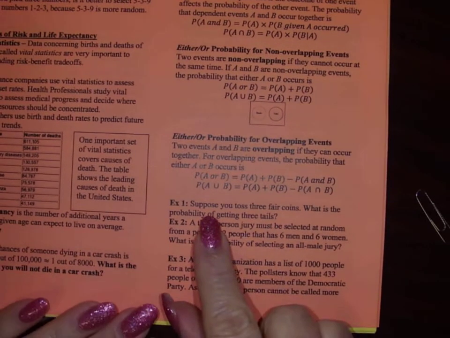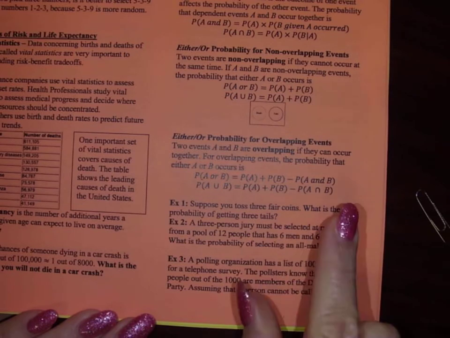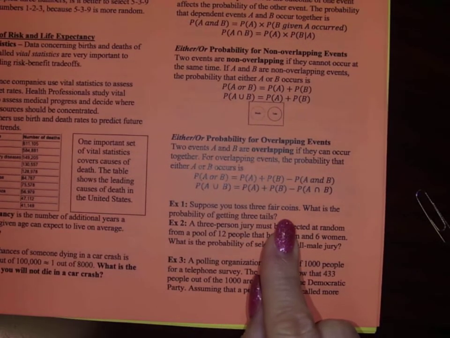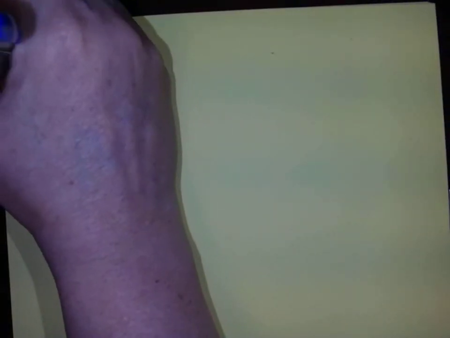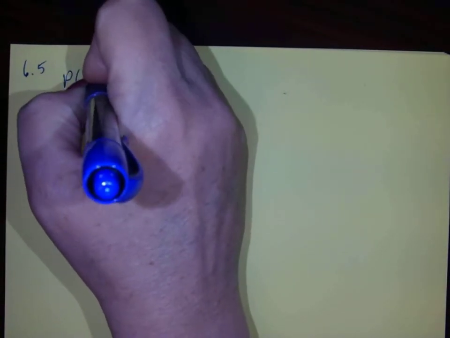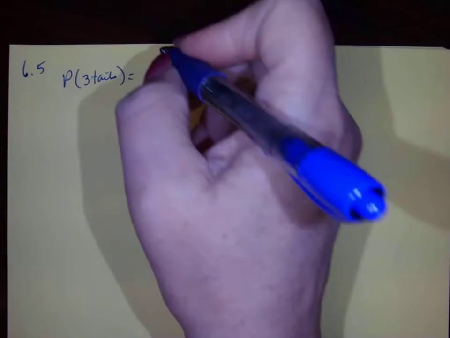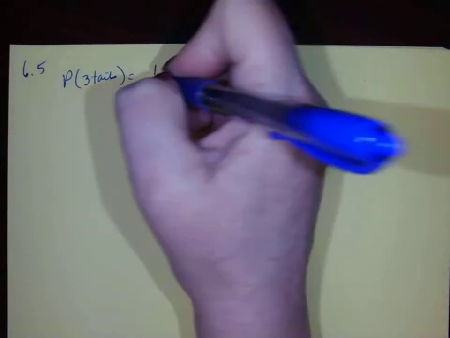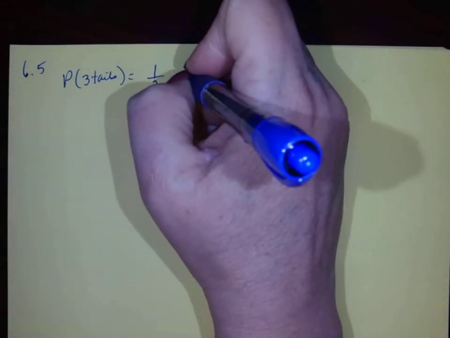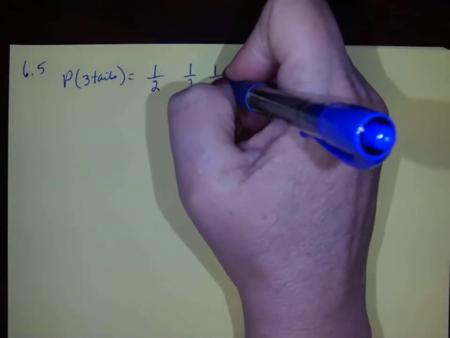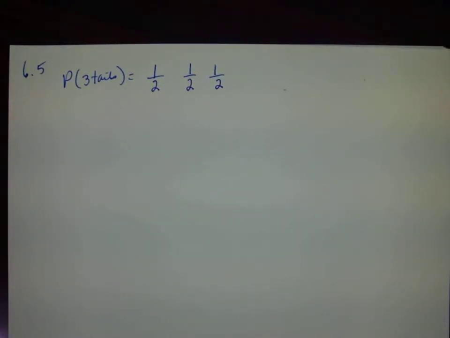All right, so suppose you toss 3 fair coins. What is the probability of getting 3 tails? Let's go look at this. This is 6.5, and we're looking at the probability of 3 tails. The probability of getting 1 tail will be 1 out of 2, and a second tail will be 1 out of 2, and a third tail is still 1 out of 2, right?